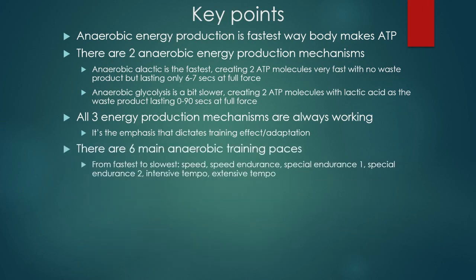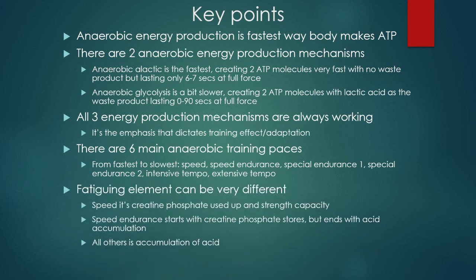There are 6 main anaerobic training paces. From fastest to slowest, we've got speed, speed endurance, Special Endurance 1, Special Endurance 2, intensive tempo, and extensive tempo. And the fatiguing element can be very different in these. Speed, if you actually do it for only 6 to 7 seconds and give the full 3 to 4 minutes in between to recharge most of it, it's creatine phosphate used up and strength capacity. It's not going to be acid at this point.